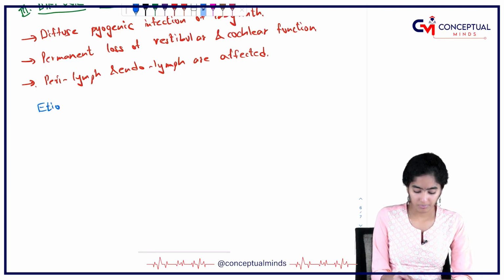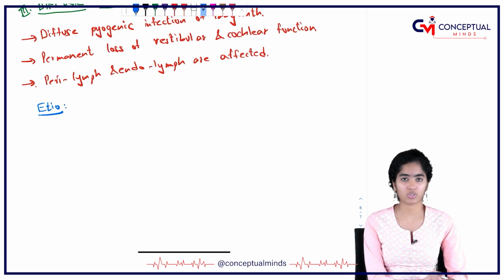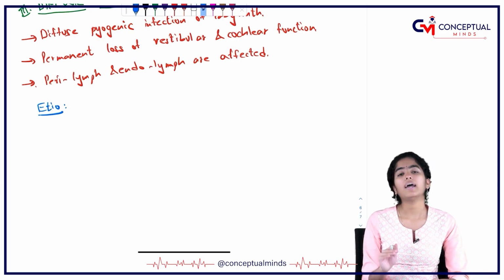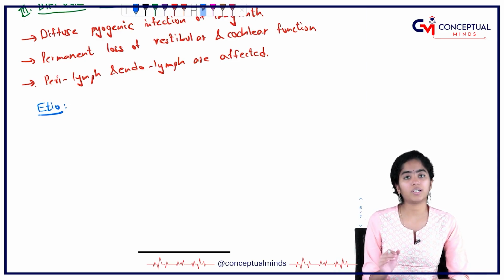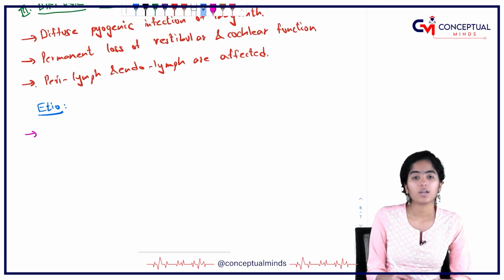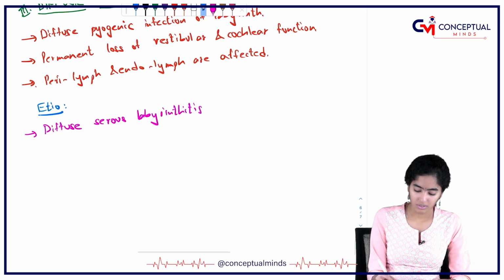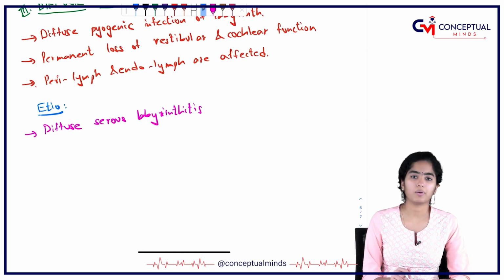Coming to the etiology, this usually follows diffuse serous labyrinthitis. We have learned this point in diffuse serous labyrinthitis also, that if it is not contained or controlled there, it can progress to a purulent condition, diffuse suppurative labyrinthitis. The pyogenic organisms enter through the fistula that is present. So, the most common etiology is following a diffuse serous labyrinthitis, which was in turn following circumscribed labyrinthitis.